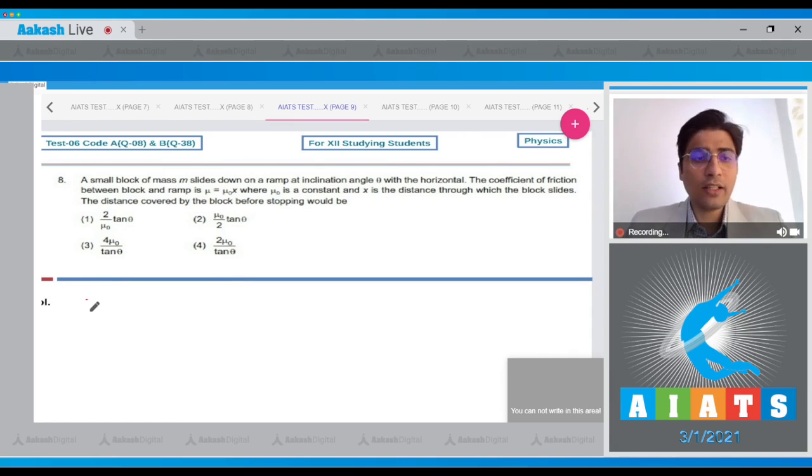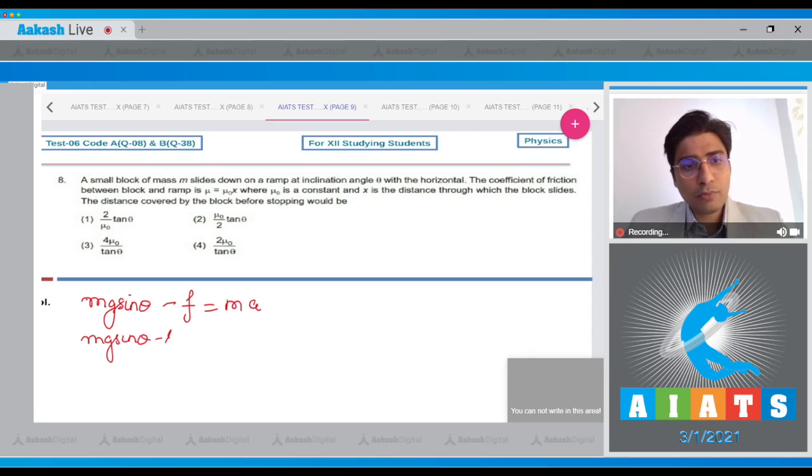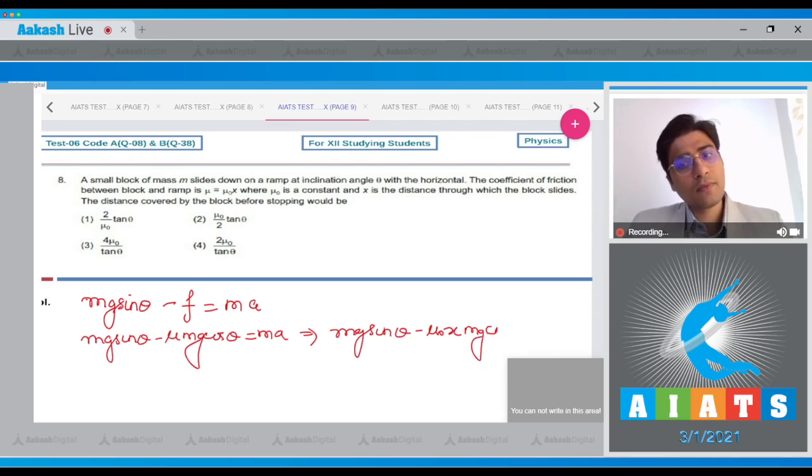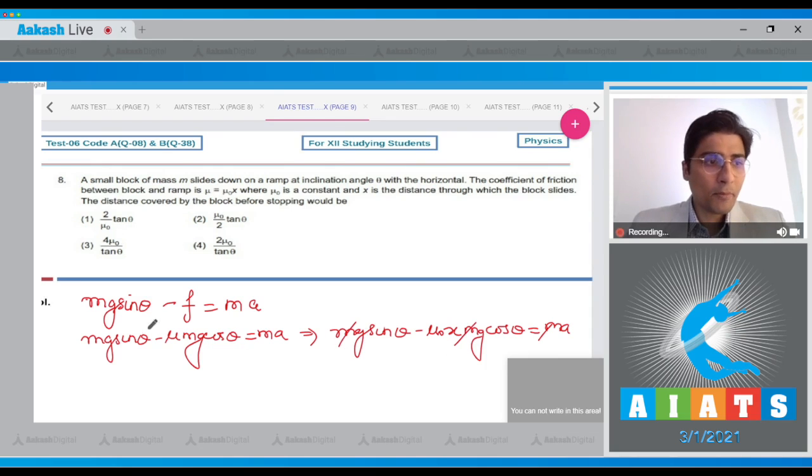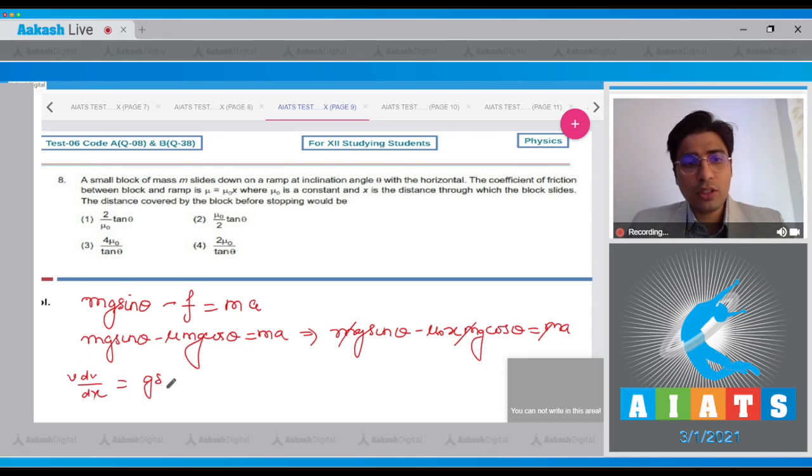Now dear student, the net acceleration, let it be a, so we can write down that mg sine theta, that is downward force, minus friction F is equal to ma. Now this will be mg sine theta minus mu into normal, that will be mg cos theta is equal to ma, or mg sine theta minus mu naught x mg cos theta is equal to ma. Here m will get cancelled out and we can write down a to be equal to v dv by dx, and this will be equal to g sine theta minus mu naught x cos theta.